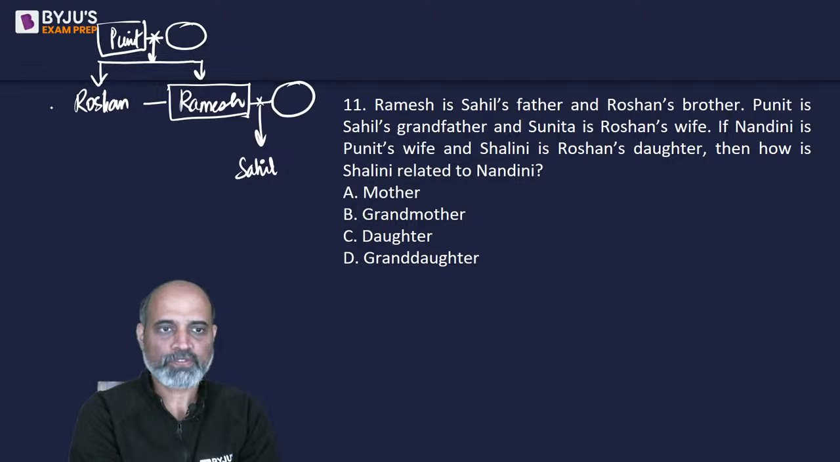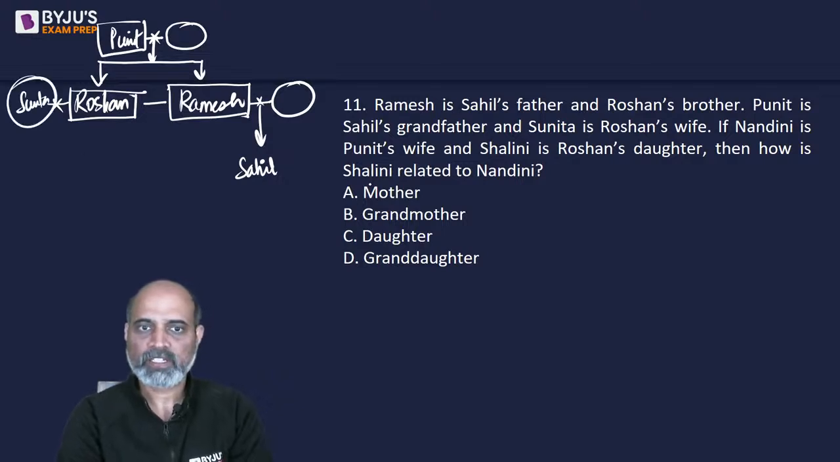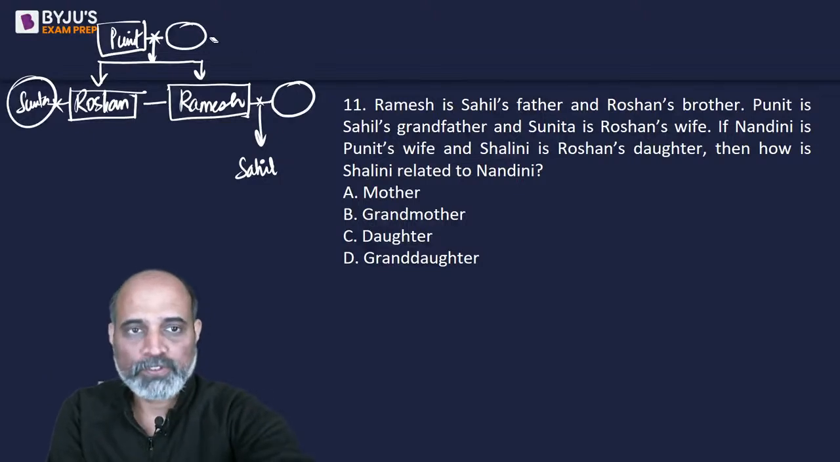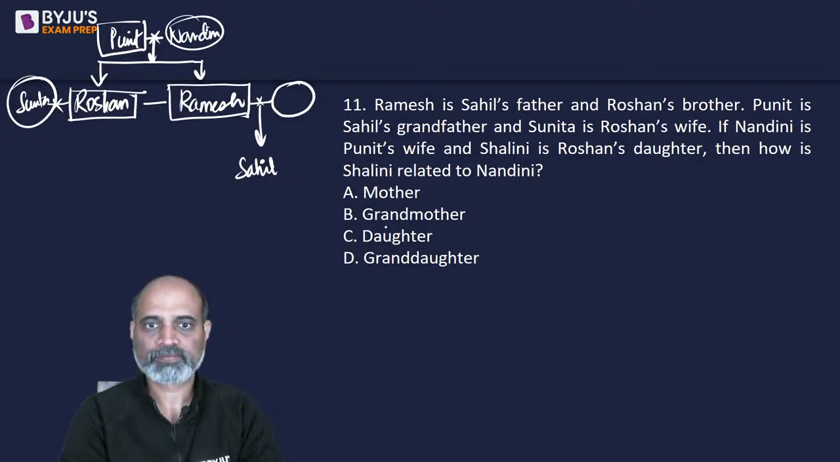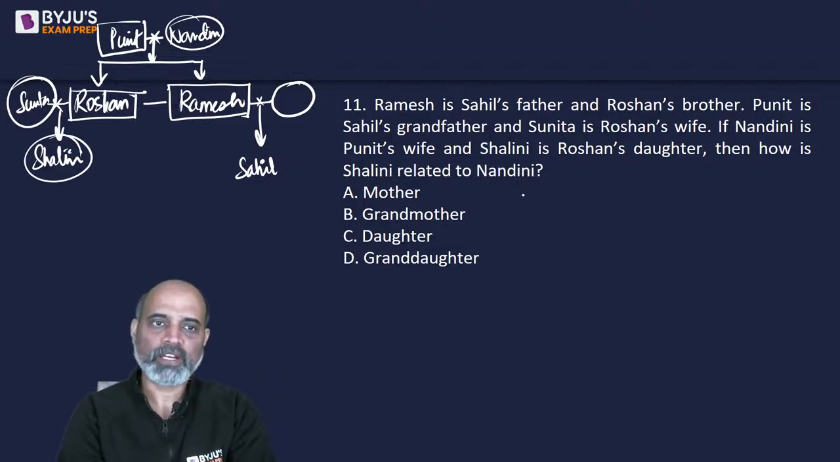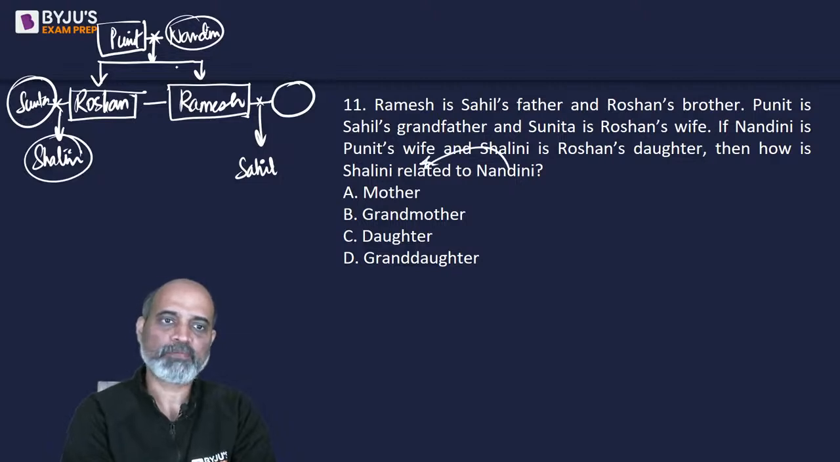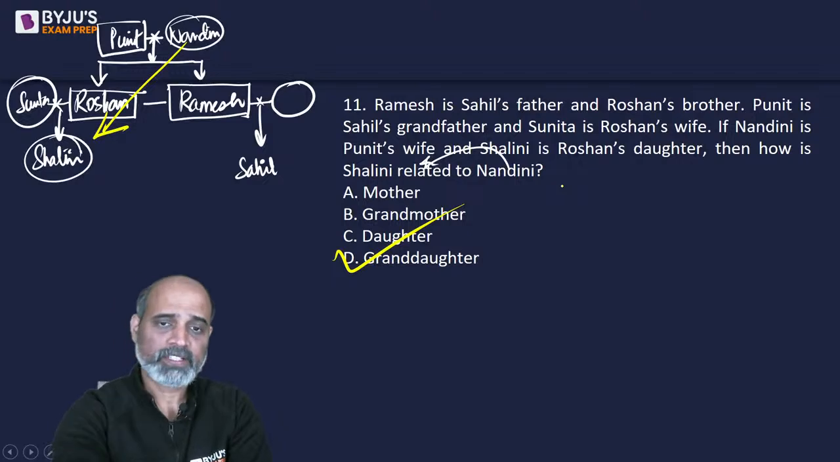And Sunita is Roshan's wife. So Roshan should be a male. That's why he has a wife. And this is going to be Sunita. Obviously, she's female. Nandini is Punit's wife, so we know the wife of Punit now, who is Nandini. And Shalini is Roshan's daughter. So Shalini is Roshan's daughter. Then how is Shalini related to Nandini? As in Nandini will call Shalini by which relation? Nandini Shalini ko kaise bulayegi? Woh uski poti hai, granddaughter, right?